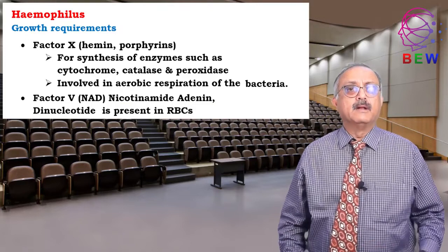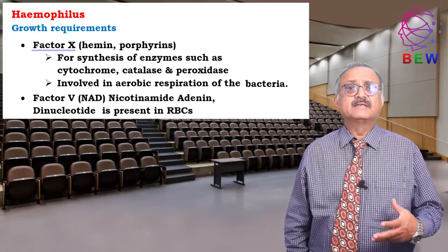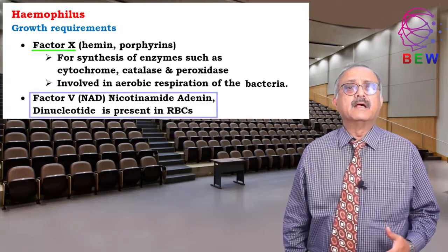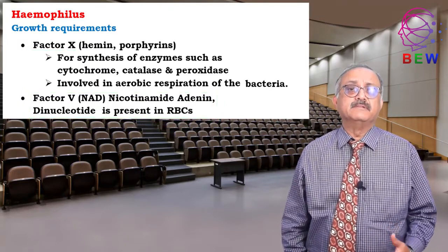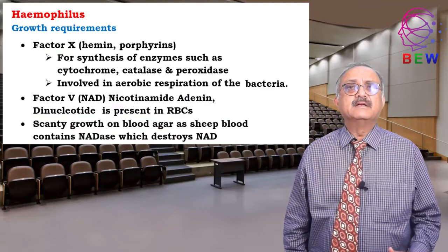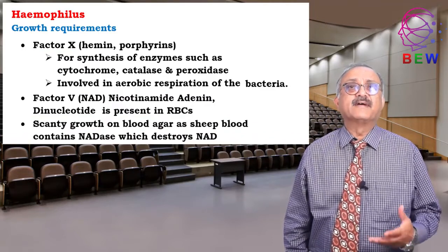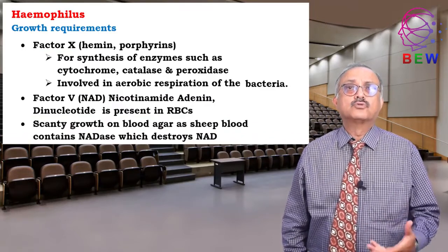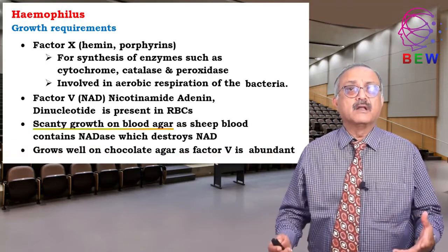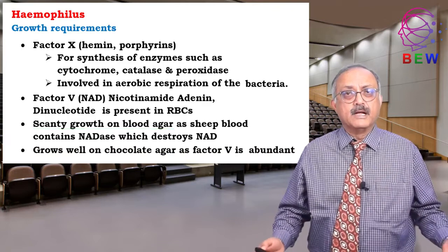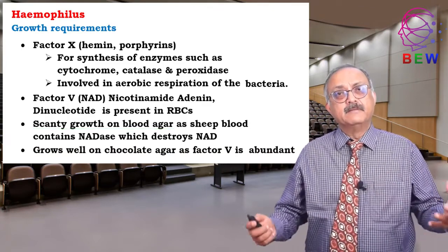Growth is scanty on blood agar. Only factor 10 is available in blood agar and factor 5 is present mainly inside the RBCs. Sheep blood contains NADase that destroys factor 5. Hence the growth on blood agar is very scanty. It grows well on chocolate agar where the RBCs have been broken down and factor 5 is available in abundance in the media.